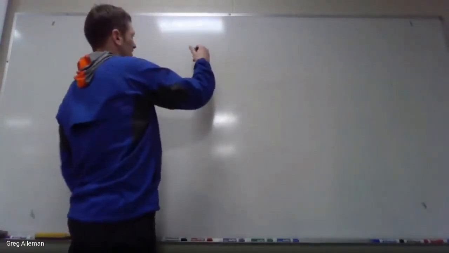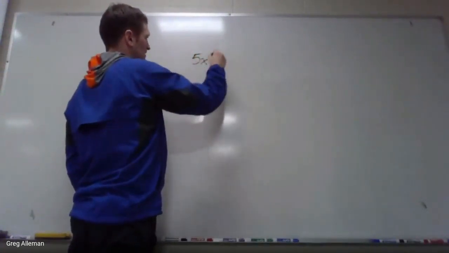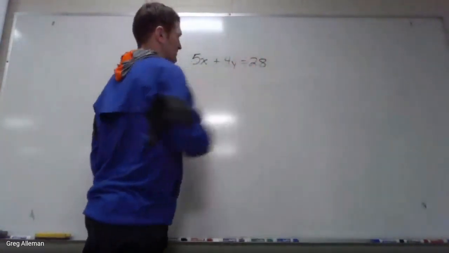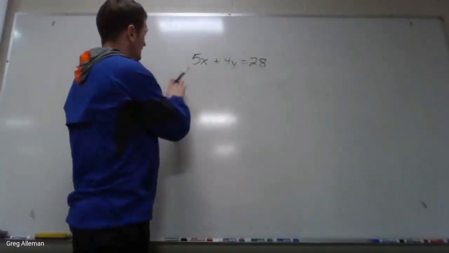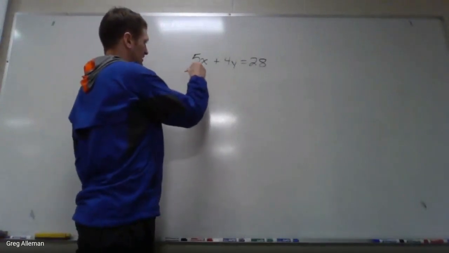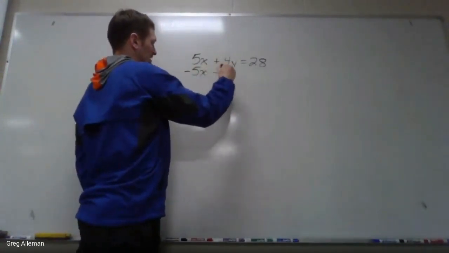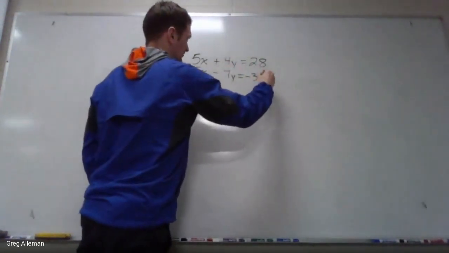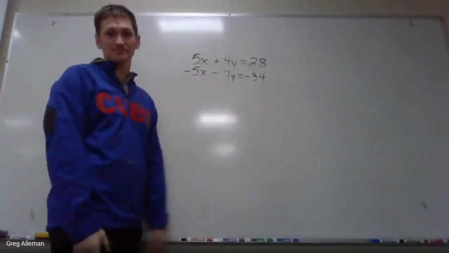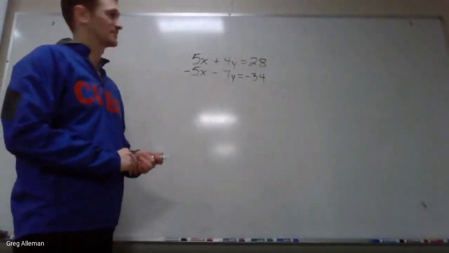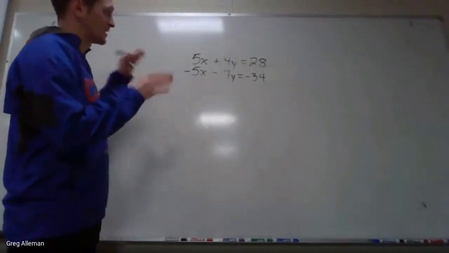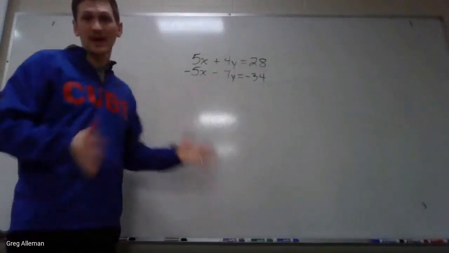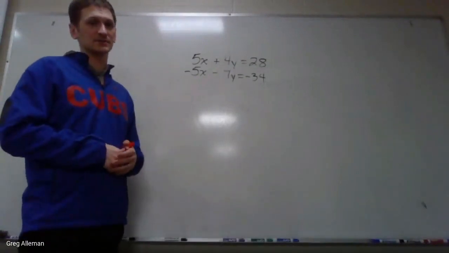Let's go 5x plus 4y equals 28, let's say. And then we'll go negative 5x minus 7y equals negative 34. Again, this more than likely will have decimal answers since I'm just kind of making them up. But notice I already have them lined up, so that we can either add or subtract the equations.